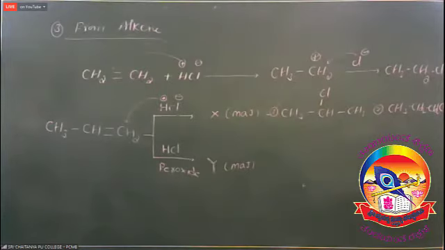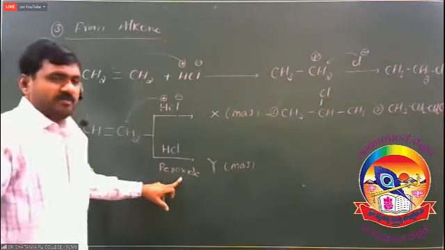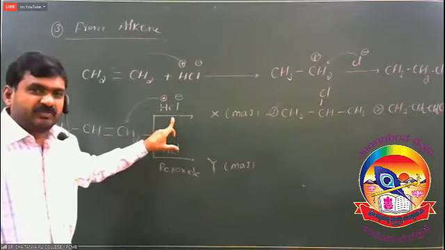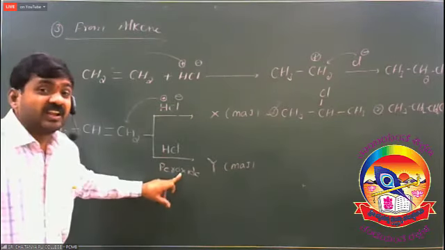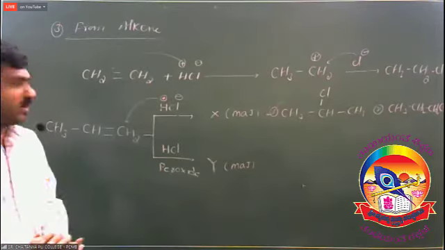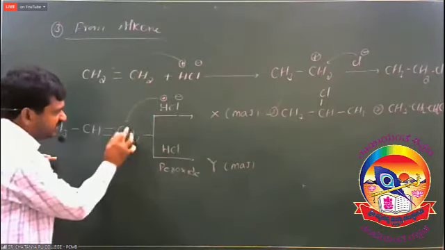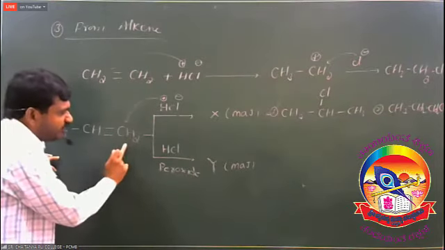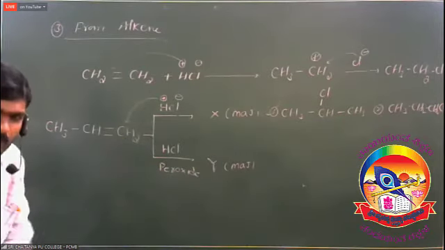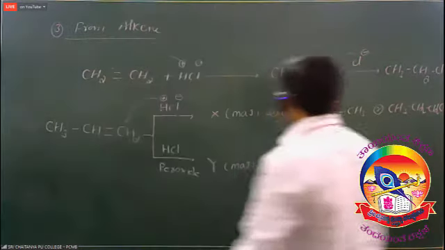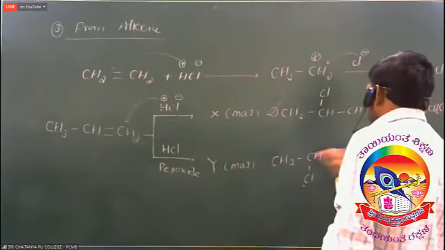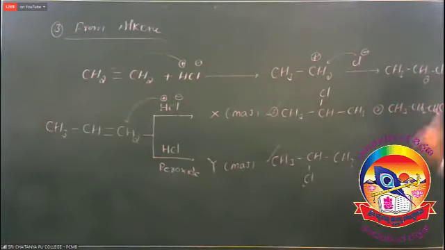What is Y? Here we use a peroxide. Peroxide means the anti-Markovnikov rule. It is a free radical addition. Anti-Markovnikov rule means the negative part is added to the double bonded carbon with more hydrogens. Then what is the major product, 1-chloropropane or 2-chloropropane? Here also the major product is 2-chloropropane, CH3CHClCH3, but not 1-chloropropane.